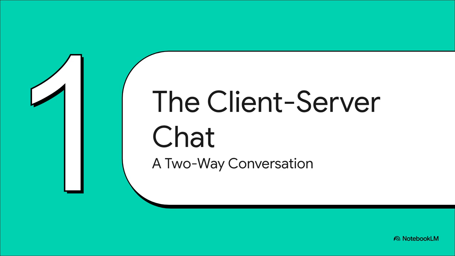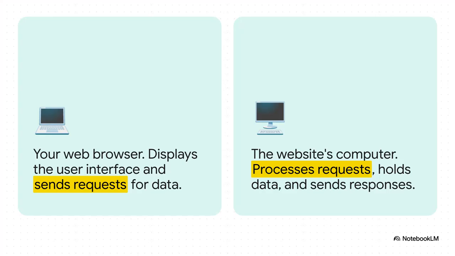So let's meet the two main characters in this story. Okay, on one side, you have the client. For all of us, that's our web browser, Chrome, Safari, whatever you use. Its job is pretty simple. Ask for stuff, and then show us what it gets back. On the other side is the server. This is a big, powerful computer that's holding all the website's files, its data, all the logic. It just sits there and listens for requests, and when it gets one, it processes it and sends a response back. It's kind of like a librarian who goes and finds the exact book you asked for.